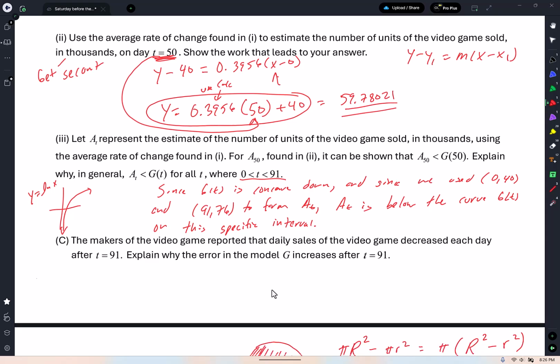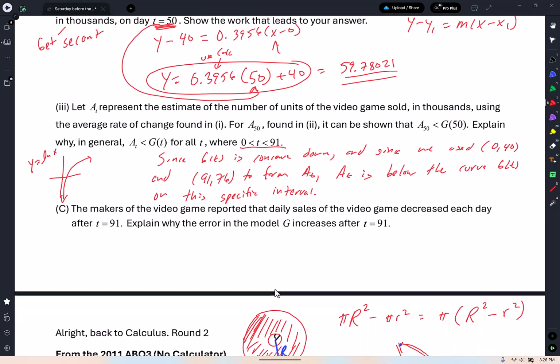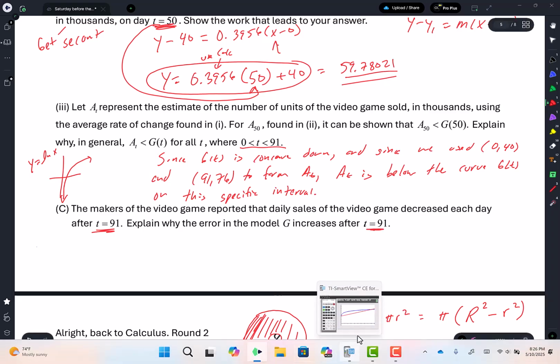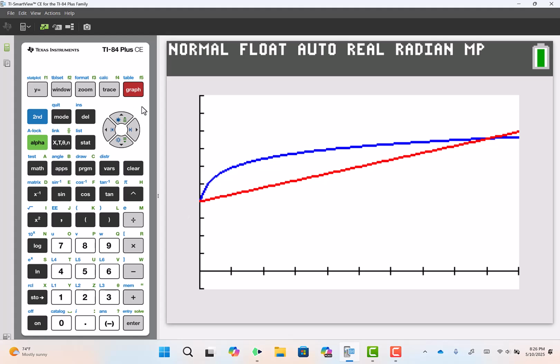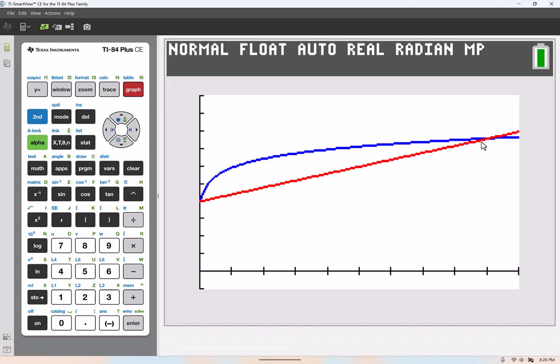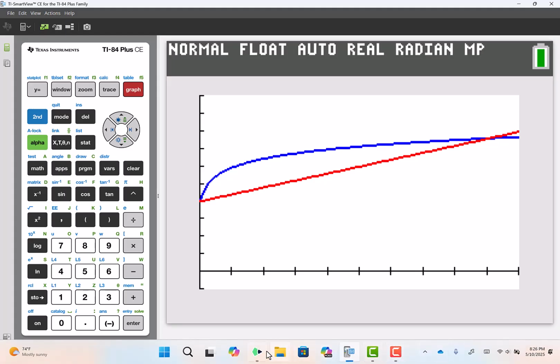Let's continue. The makers of the video game reported that daily sales of video games decrease each day after t equals 91. Explain why the error in the model G increases after t equals 91. Well, this is perfect, guys. G of t is always increasing. Look, G of t is the blue curve. It's always going up. But they're already telling you that the sales start decreasing.